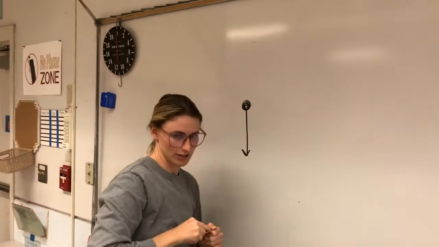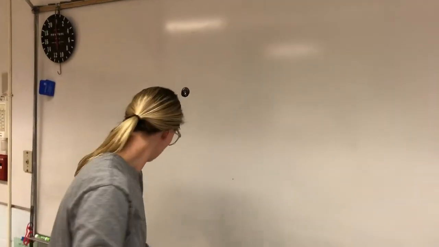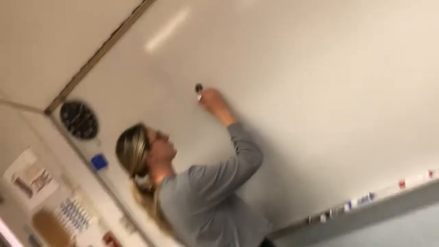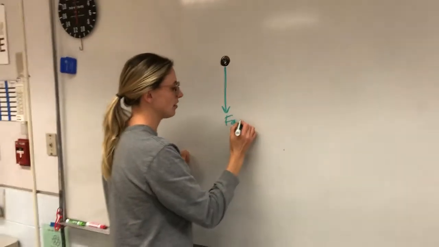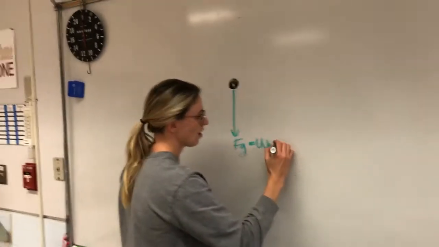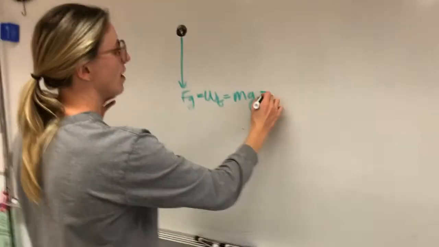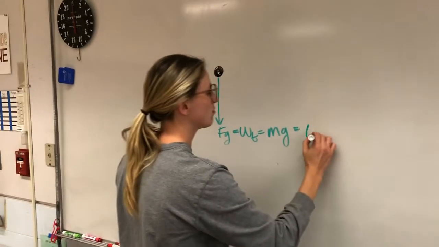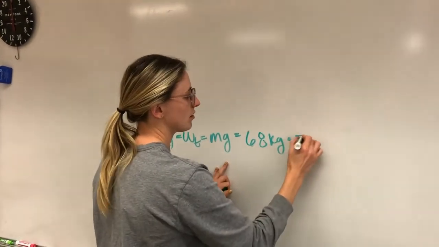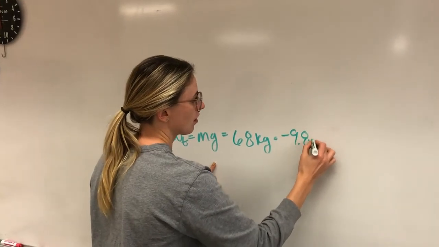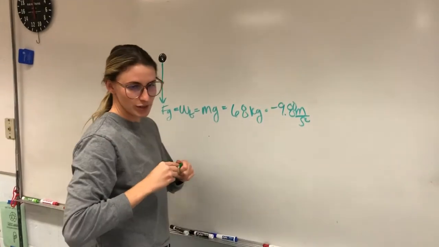Sorry. We always like to use colors. Green. Okay, so the force of gravity, that's the same thing as my weight, right? Yes, it is. Okay, so what was my mass up there? 68 kilograms. Times, what was the acceleration due to gravity? 9.80 meters per second squared.